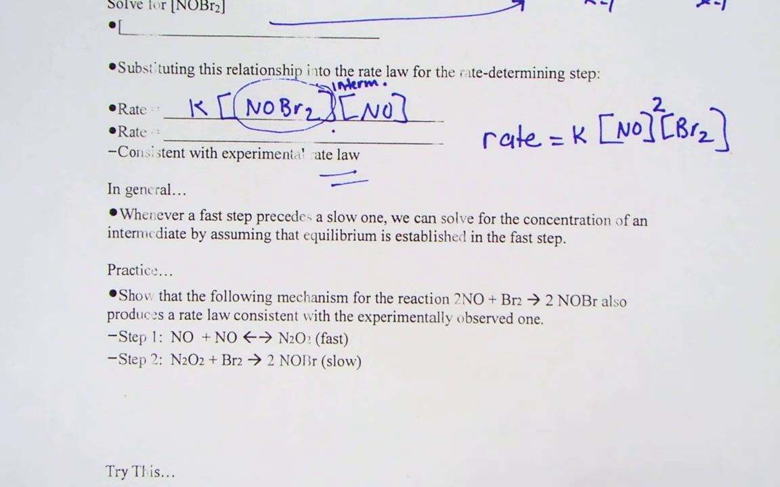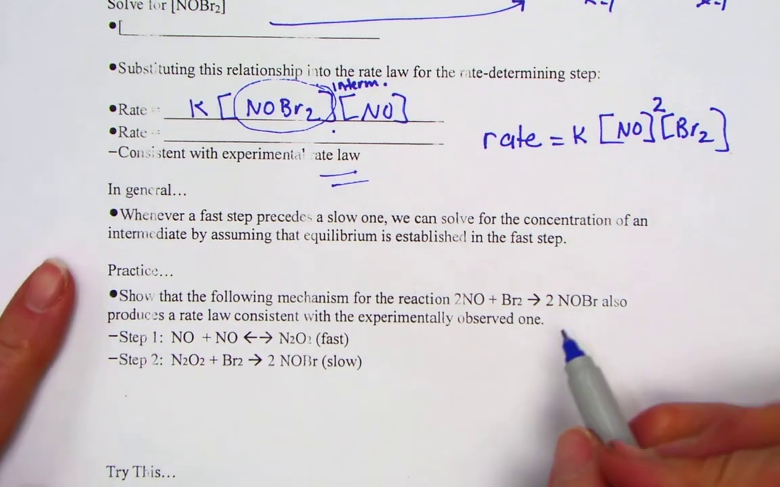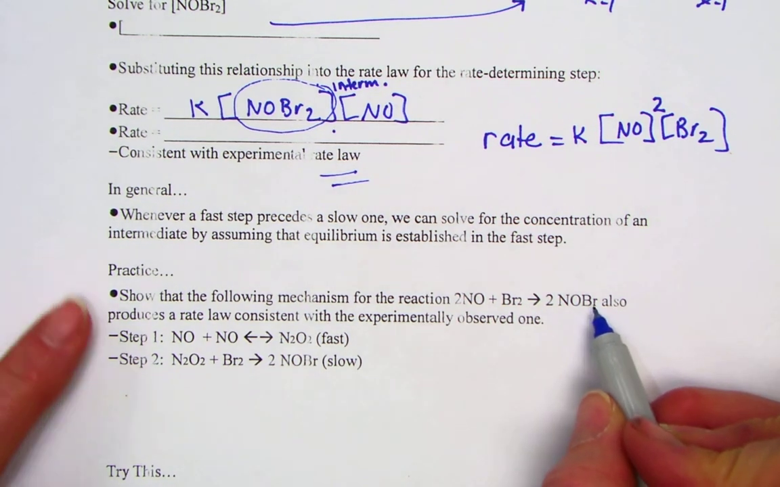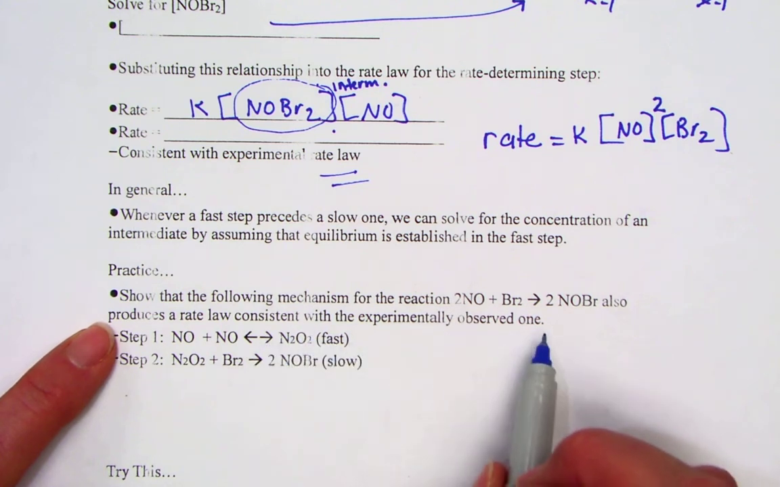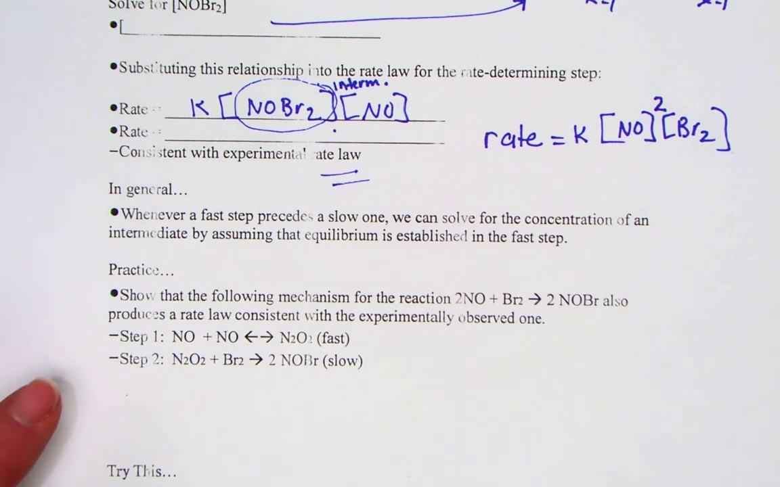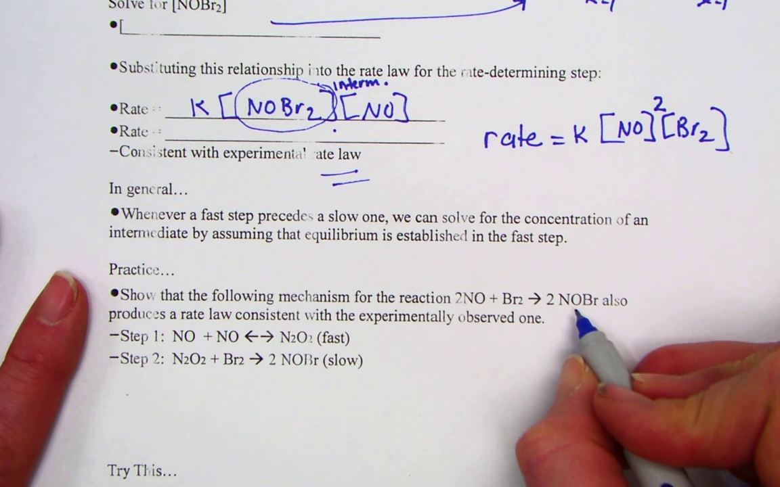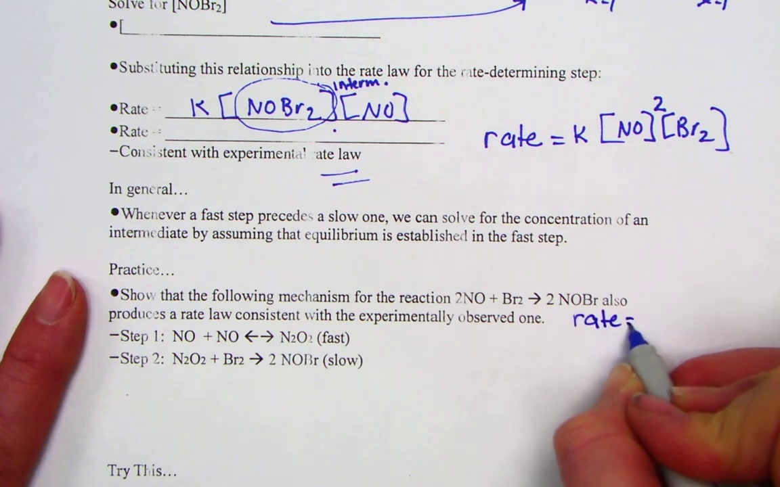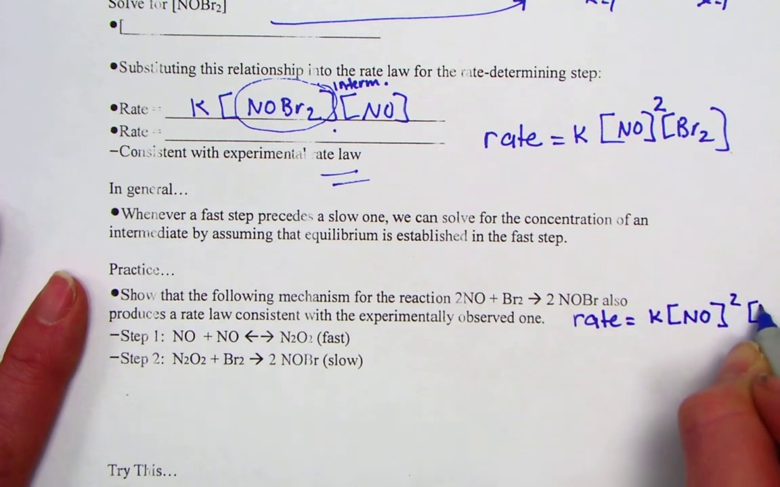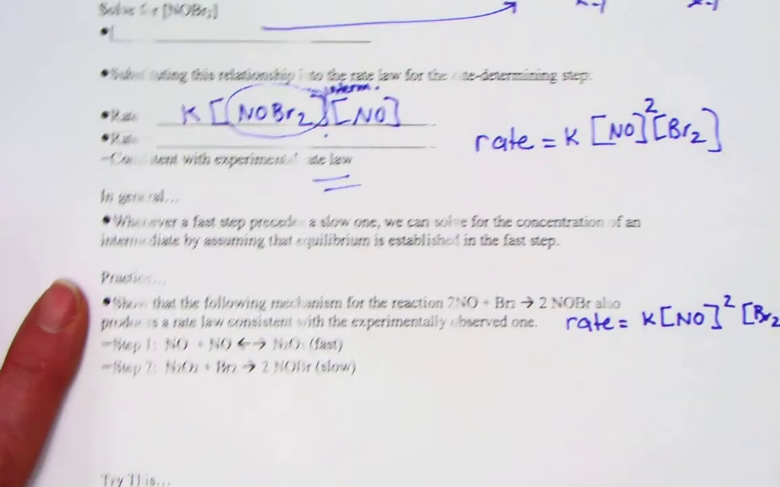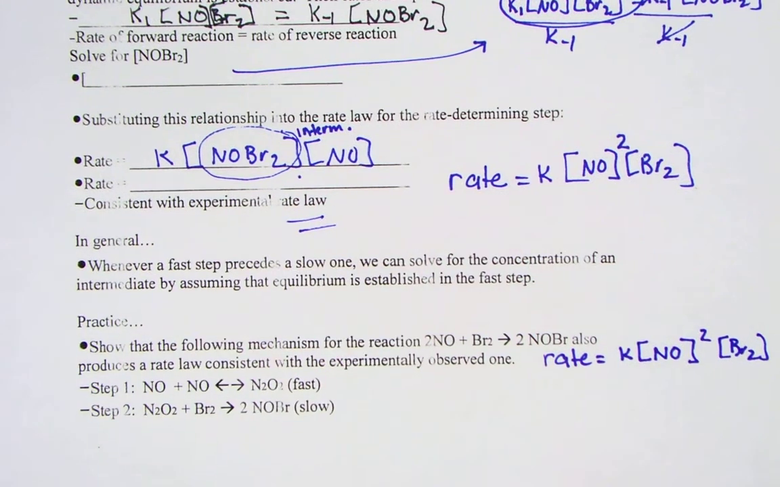Let's take a peek at a next example. Show that the following mechanism for the reaction 2 NO plus Br2 yields 2 NOBr also produces a rate law consistent with the experimentally observed one. So let's take a peek. The experimentally observed rate law, we just worked this. Rate is equal to K times the concentration of NO second order, Br2 to the first order. That's just borrowing that same example up above.